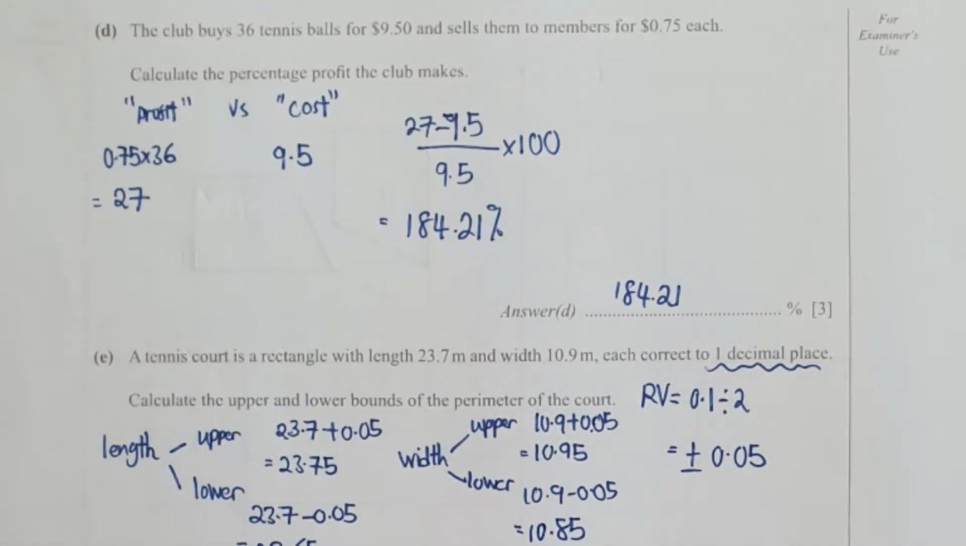For part D, first I calculate the total revenue by taking 0.75 times 36, and I get 27. Then 27 minus 9.5, divided by 9.5, then multiply by 100 to convert the result into a percentage. So your final result should be 184.21%.